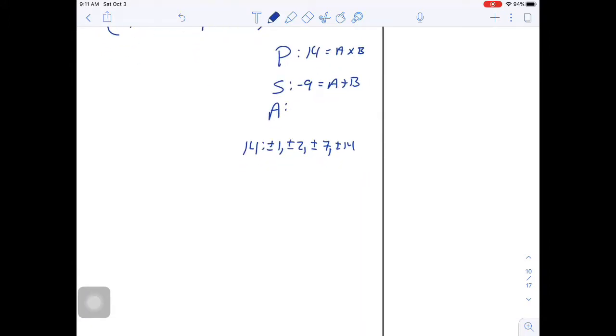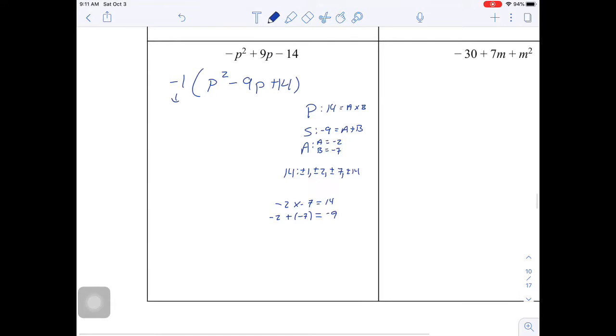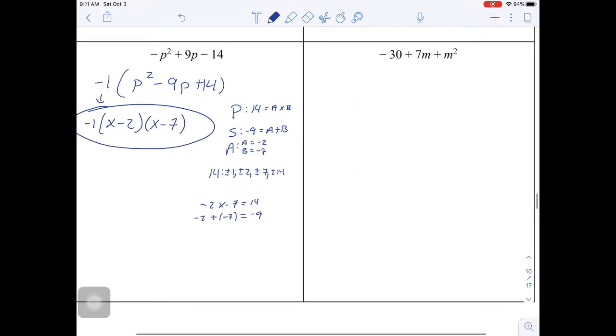So here, I know that negative 2 times negative 7 equals positive 14. Let's check. Negative 2 plus negative 7, well, that gives me negative 9. So these two actually work right off the dot. So my answers would be negative 2 and negative 7. So remember, drop this negative 1 that you factored out, and we can write it as p minus 2, p minus 7. And there's your factored form of this polynomial, or this trinomial.